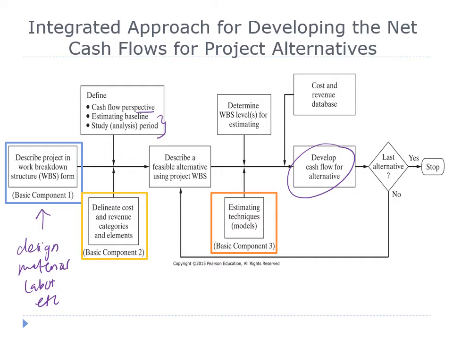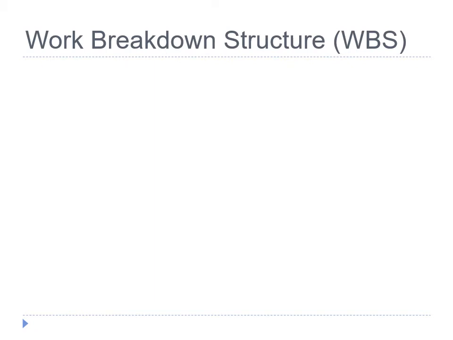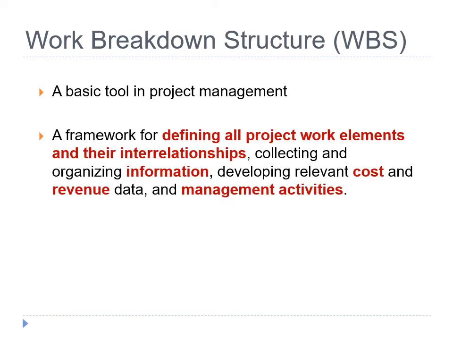So in this chart, we can see that we iterate the process over all feasible project alternatives using work breakdown structure. The first basic component in an integrated approach to developing cash flows is the work breakdown structure. The work breakdown structure is a basic tool in project management and engineering economy study. It serves as a framework for defining all project work elements and their interrelationships, collecting and organizing information, developing relevant cost and revenue data, and management activities.